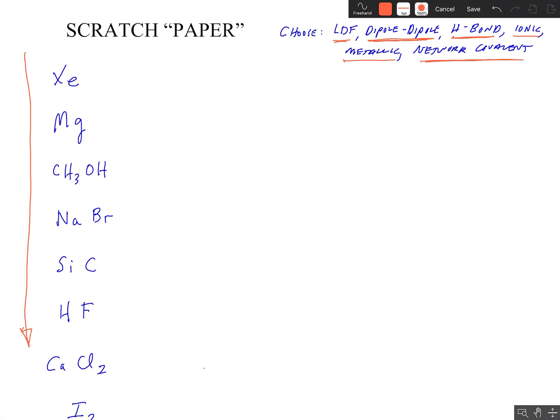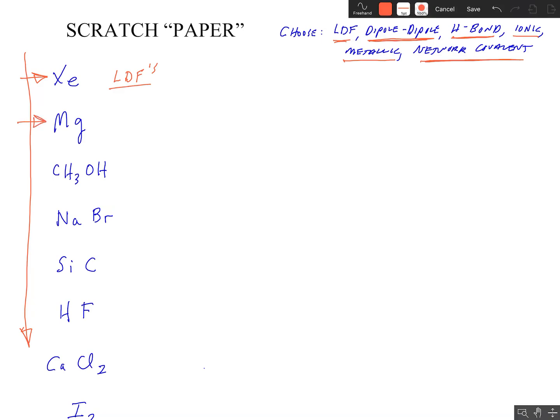All right, so here we go. Let's start off with xenon, elemental xenon. How would xenon atoms be held together in this solid state? Well, it's certainly not hydrogen bonding. It's not ionic. It's not metallic. It's not network covalent because it's a gas at room temperature, with a really, really low boiling and melting point. So you have either LDFs or dipole to dipole. Is xenon by itself polar? No, it's not. So you're left with one choice. So did you choose LDFs? If you did, pat yourself on the back.